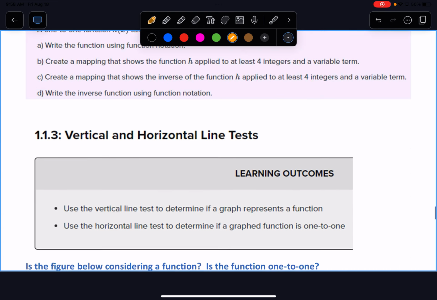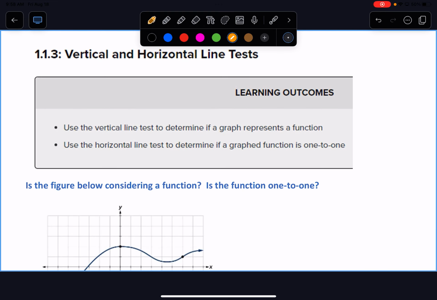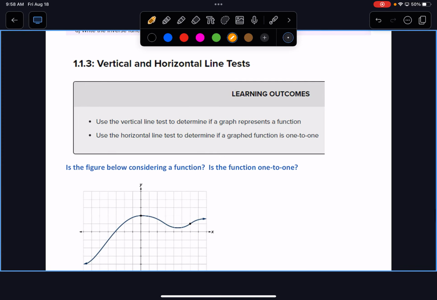All right, this is the last thing they want you to know. How do you know if something is a function if it's a graph? So everybody, it's called the vertical line test.